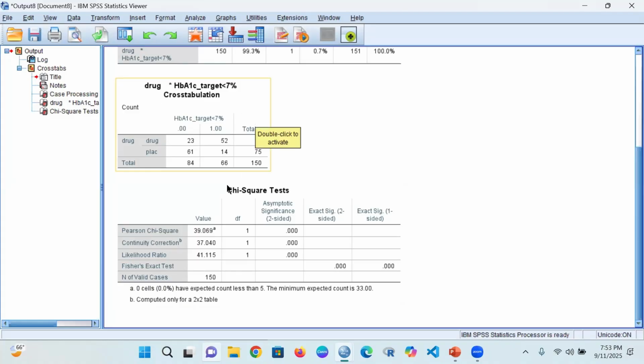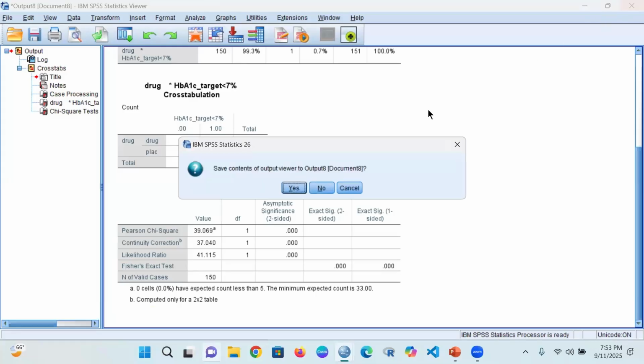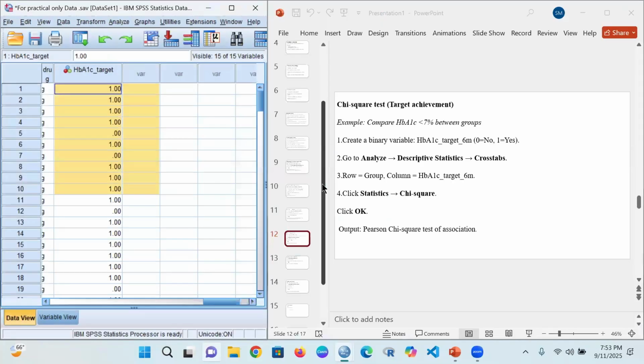So we have seen that at 6 months, more patients in the drug group, that is 52 over 75, that is around 69.3% versus the placebo 18.7%. So we said that at 6 months, patients in the drug group achieved HbA1c less than 7 compared to placebo. I think that one is well understood. So you can close that analysis also.